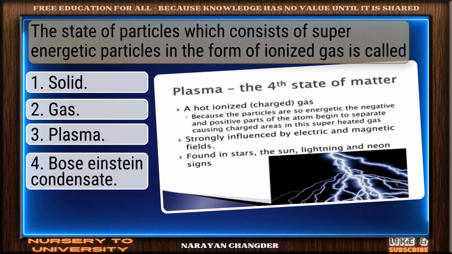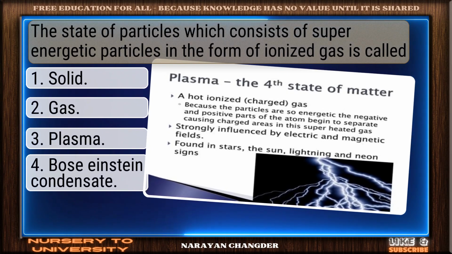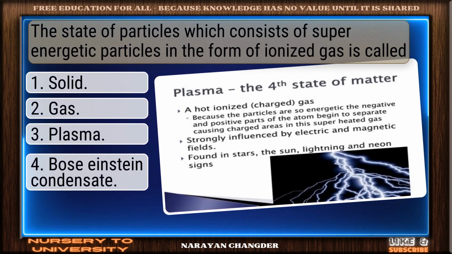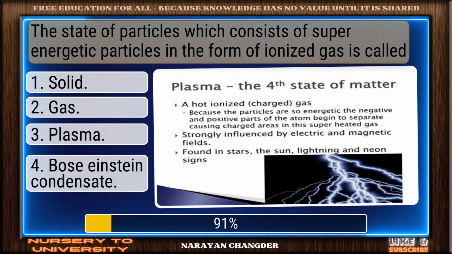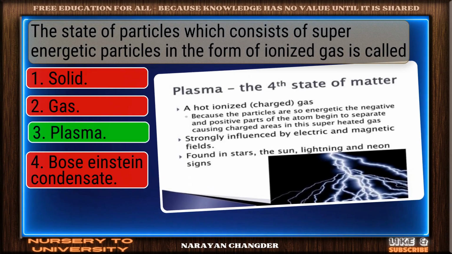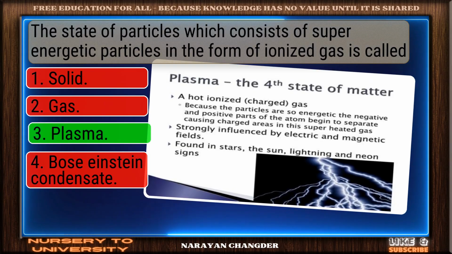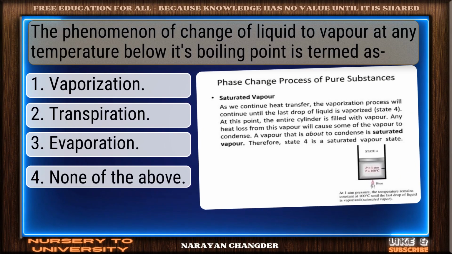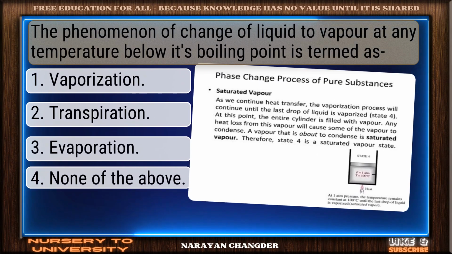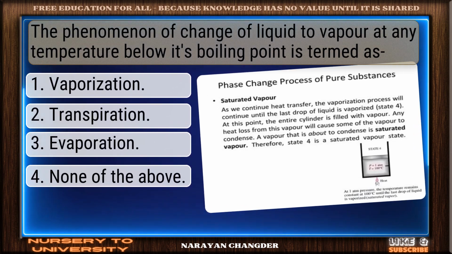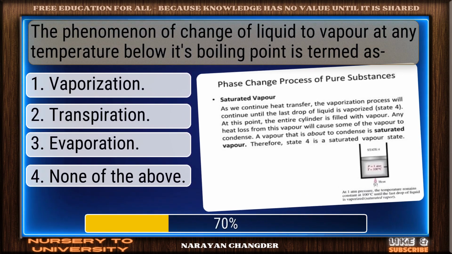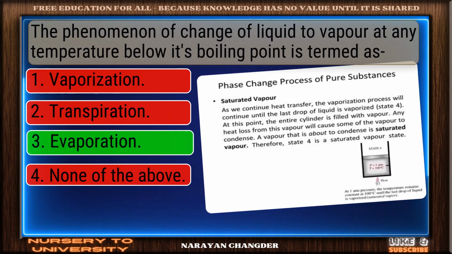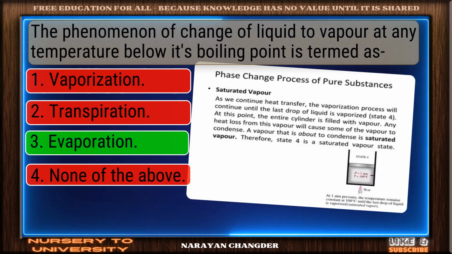Question number 9. The state of particles which consists of super-energetic particles in the form of ionized gas is called? Well reasoned. Plasma is the correct choice. Question number 10. The phenomenon of change of liquid to vapor at any temperature below its boiling point is termed as? Valid point. Evaporation is true.